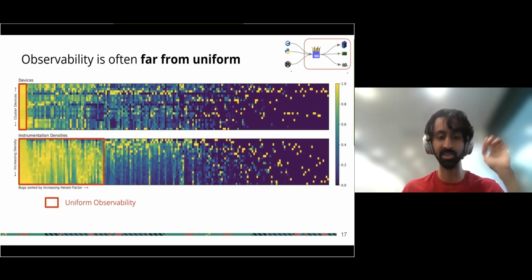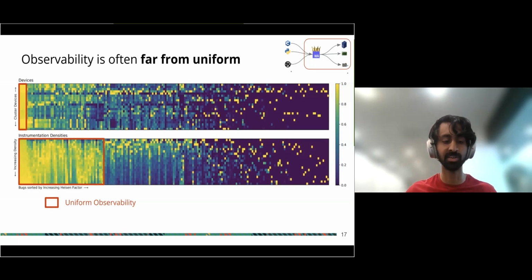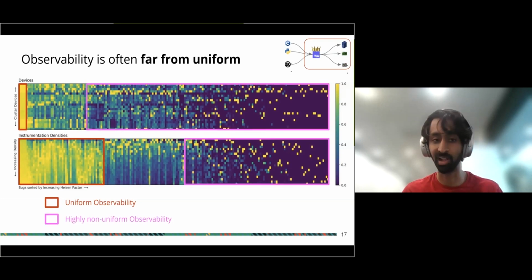If we look at the ones in red, when we run across different devices, we actually see very few bugs are uniformly observable. And when we vary the instrumentation, we see more, but still less than 1/3 of the bugs are uniformly observable. On the x-axis we essentially have bugs. Each column is a bug, and running along each column is the devices on the top graph and the instrumentation density on the second. And a lot of bugs are highly non-uniform in observability.